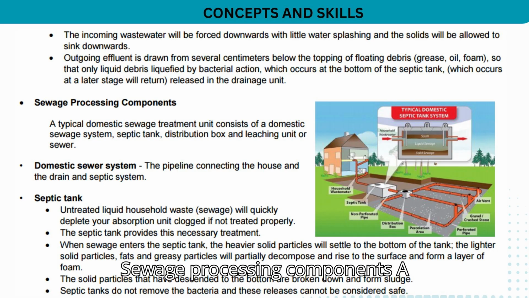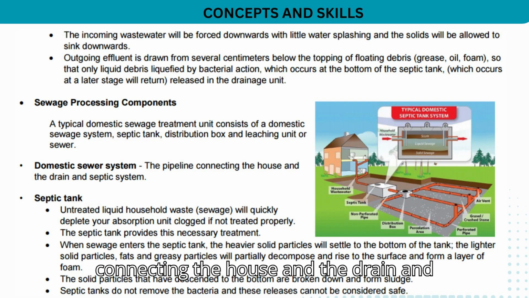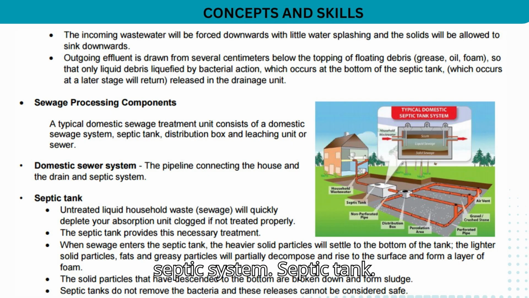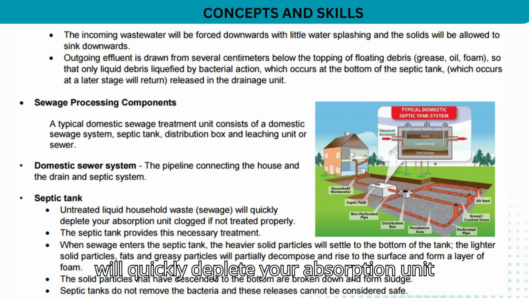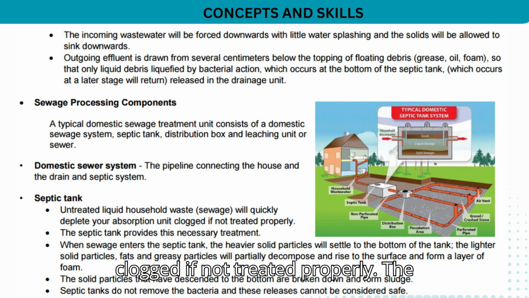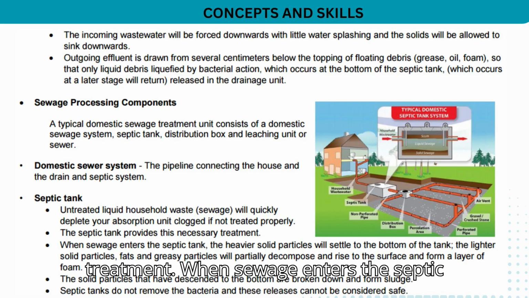Sewage processing components. A typical domestic sewage treatment unit consists of a domestic sewage system, septic tank, distribution box, and leaching unit or sewer. Domestic sewer system: the pipeline connecting the house and the drain and septic system. Septic tank: untreated liquid household waste, sewage, will quickly clog your absorption unit if not treated properly. The septic tank provides this necessary treatment.